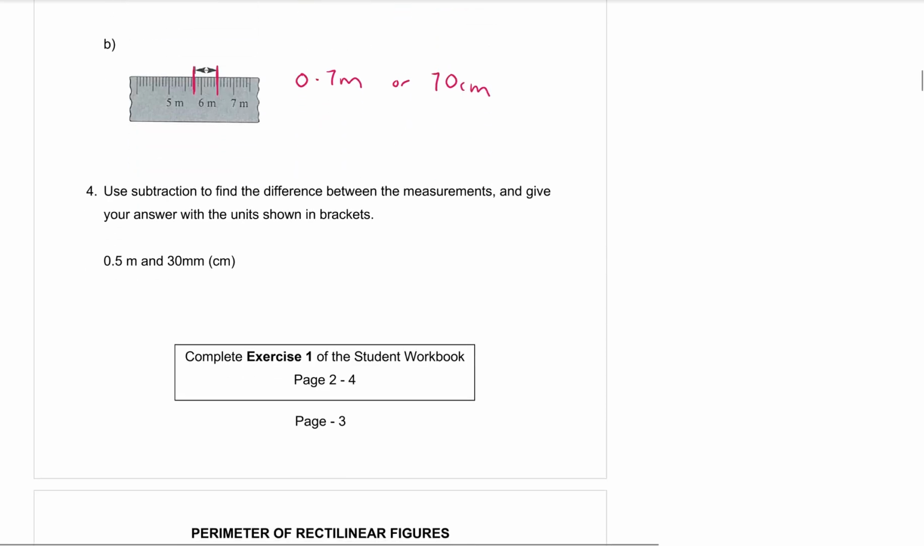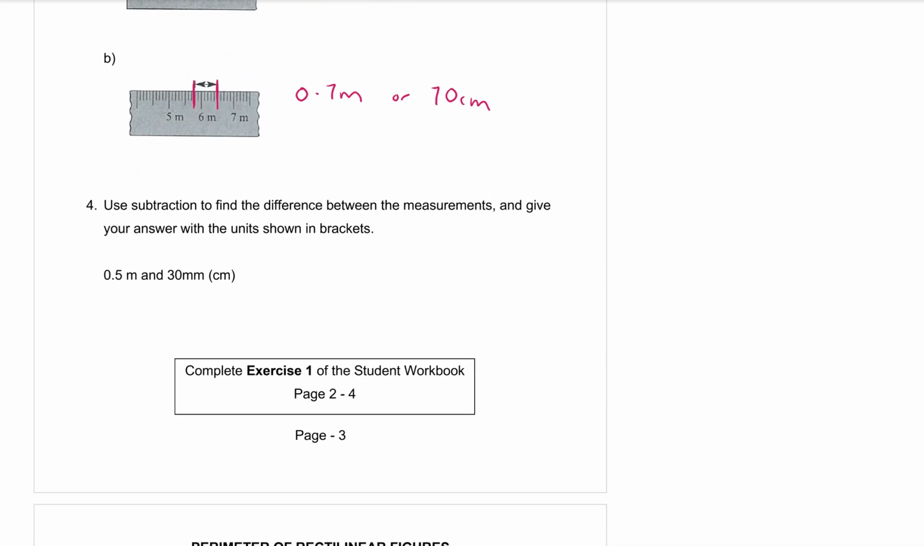And one more question here for today. Use subtraction to find the difference between the measurements and give your answer with the units shown in brackets. So this is like what we did in question 2, but this time we're subtracting. We want our answer to be in centimeters, so I need both of these measurements here to be in centimeters, and neither of them are. So both of them need to be changed.